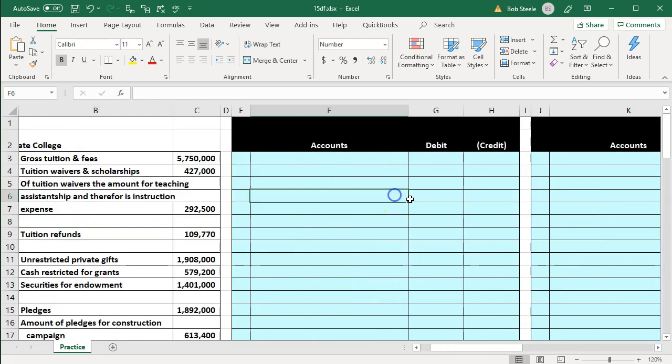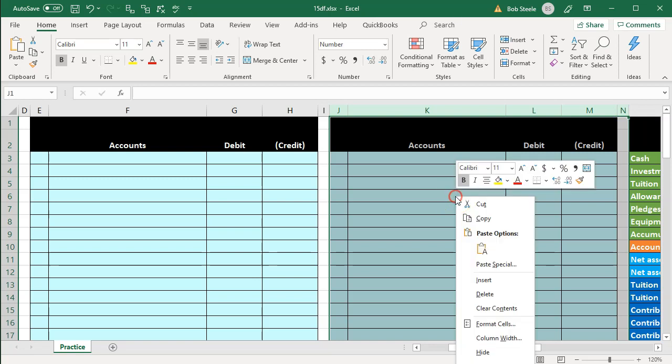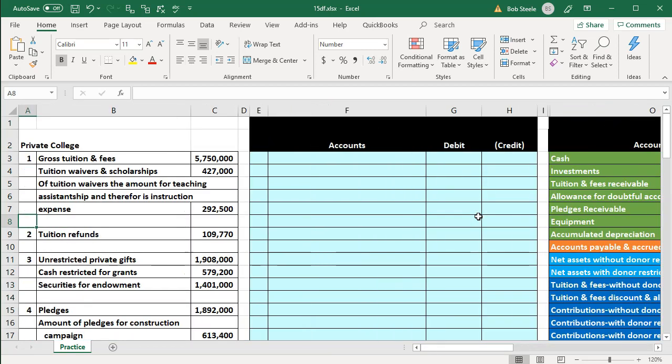We have two sets of general journals. What we want to do is hide the second set of general journals so that we can work as efficiently as we can. We're going to do that by putting our cursor on the letter J, then selecting over until we get to the letter N, letting go, right-clicking in that selected area and hiding those cells. So now we have our worksheet on the right, our general journal in the middle, and the transactions or information that we're going to record on the left side.